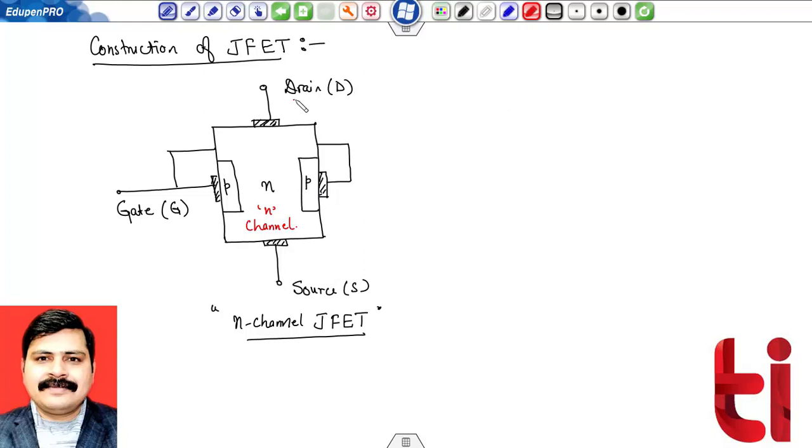The terminal drain and source are connected to the channel through the ohmic contact. These all are the ohmic contact, whereas the P side is connected to the terminal gate. So drain and source are connected to the channel.